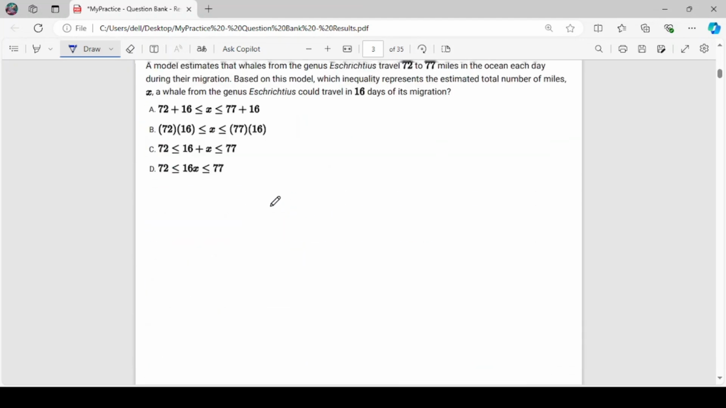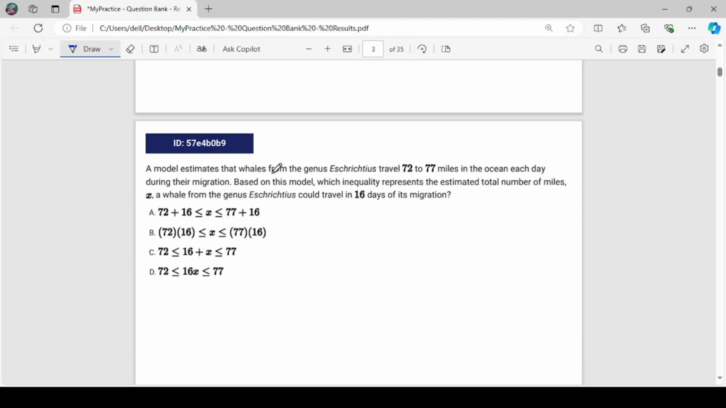Next question. A model estimates that whales from the genus Astricius travel 72 to 77 miles in the ocean each day during their migration. Based on this model, which inequality represents the estimated total number of miles x a whale from this genus could travel in 16 days of its migration?